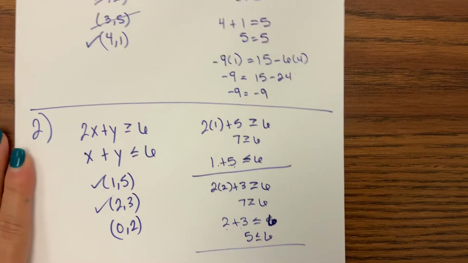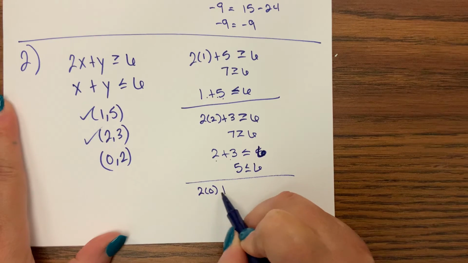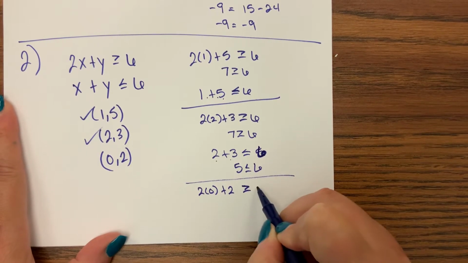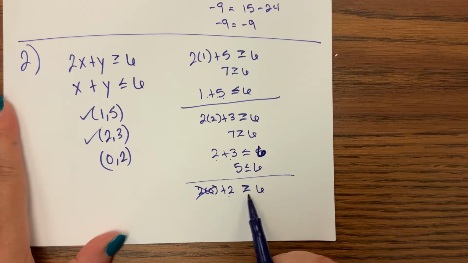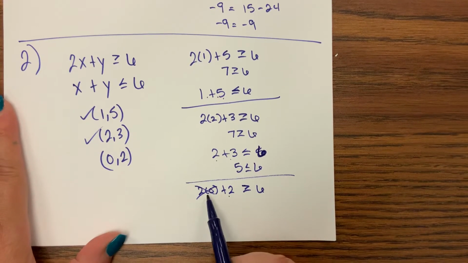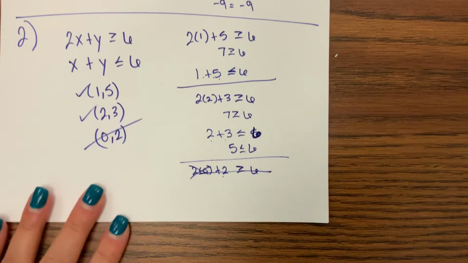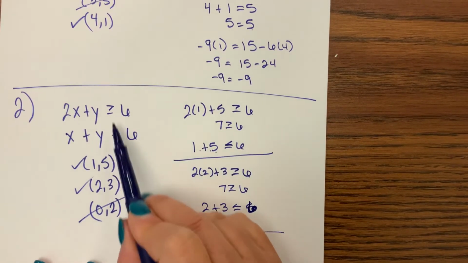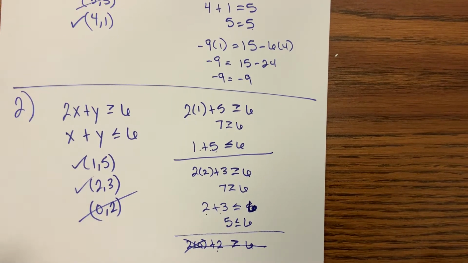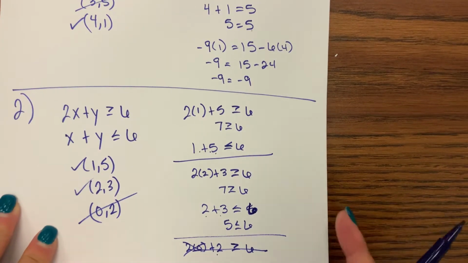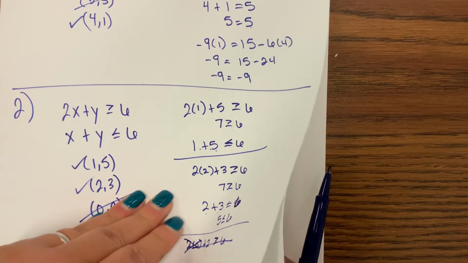Last one. This time, 0 and 2. So 2 times 0 plus 2. Is that greater than or equal to 6? Well, that's 0. Is 2 greater than or equal to negative 6? Nope. So this one is eliminated. That one is not a solution to those inequalities, that system. And they're called, by the way, systems of equations because there's more than one. So it's a system. All right, so that's slide 1 and 2.